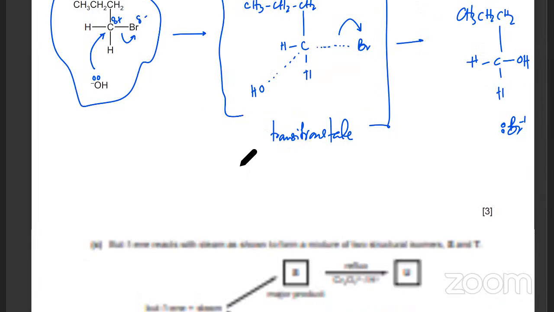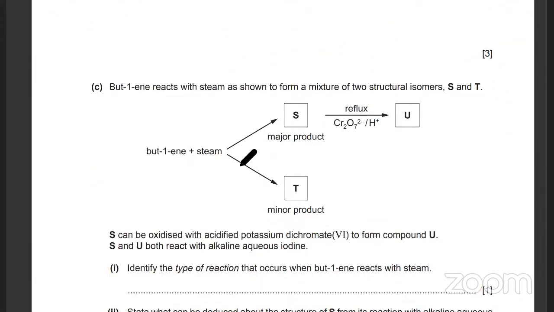Yep. So the next part, we've got butene reacting with steam. There's a major product, there's a minor product. So butene with steam. So this is butene. What's going to be the major product? Water. Where will the H get attached? OH, H, which side will it attach on? Right side, left side? Right side.